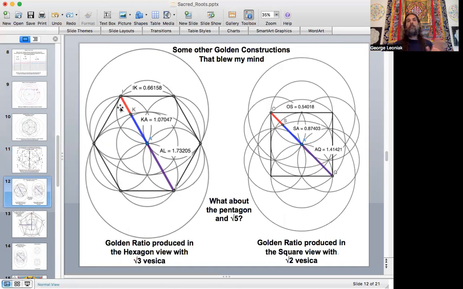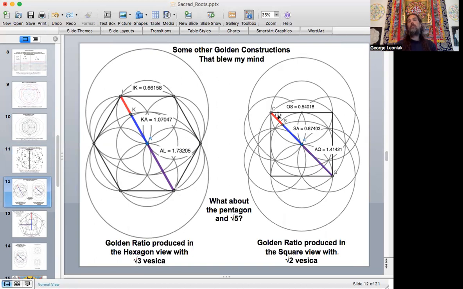So let's go ahead and take just a quick look at some other golden constructions that blew my mind. The one on the left here I've talked about in other videos, but I have another new one that I believe is a new golden ratio construction, and also how to draw a square and to get into square view without using any lines at all. This is what this little diagram is.